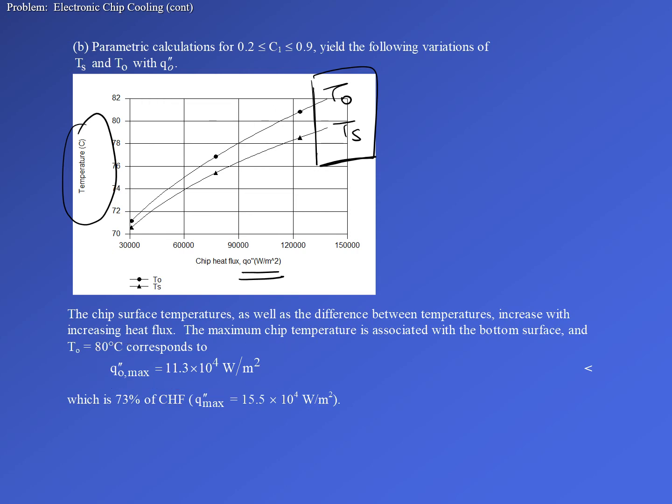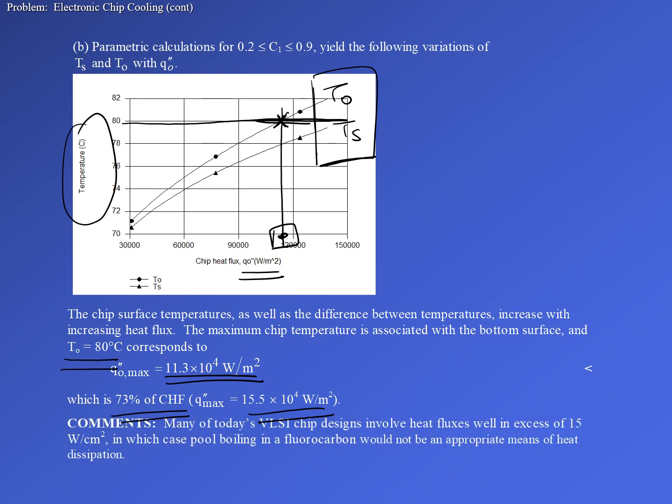What's given to us is that there's a problem associated here, which said that the maximum temperature that the silicon chip can take without failing is 80 degrees centigrade, which is this one. So we have to figure out the corresponding heat flux which is the maximum this chip can take. For 80 degrees centigrade, since the bottom temperature is higher than the top temperature, that's the failure criterion, and we get this value, which is 11.3 times 10 to the power 4 watts per meter square, which is around 73% of the critical heat flux situation. This is critical heat flux.